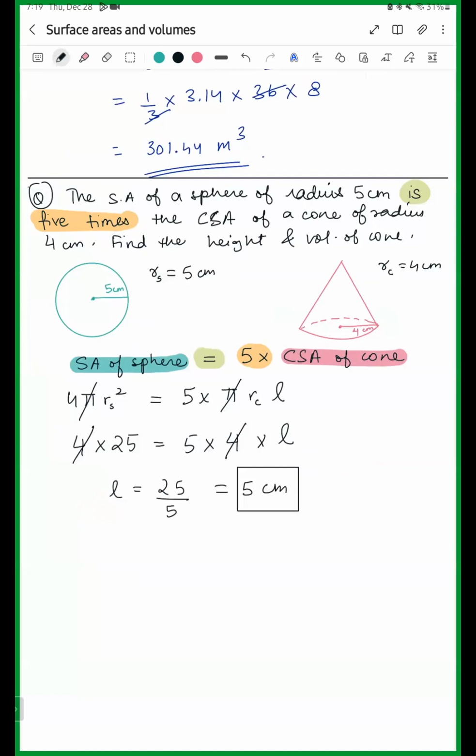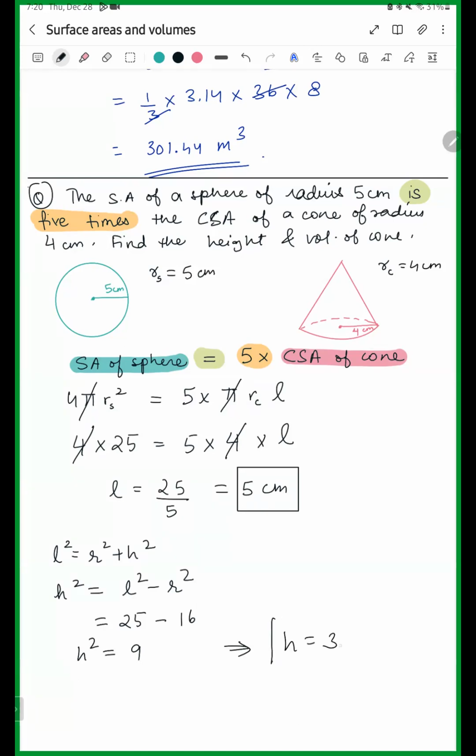Now you know the radius of the cone, you know the slant height of the cone, you can easily find the height. So L square is equal to R square plus H square. That means H square is equal to L squared minus R squared, which is how much? L square is 5 squared, 25, minus R square is 4 squared, 16. So this is 9. So if h square is 9, that means h is 3 centimeters.